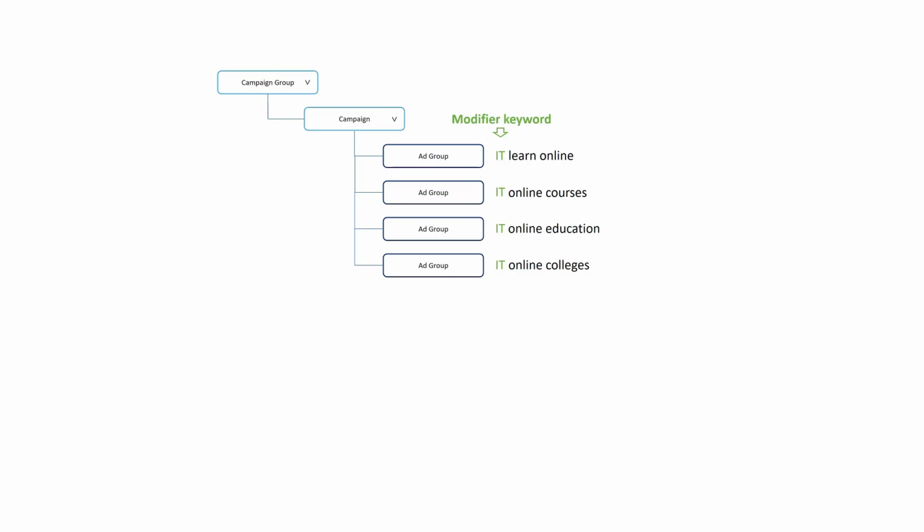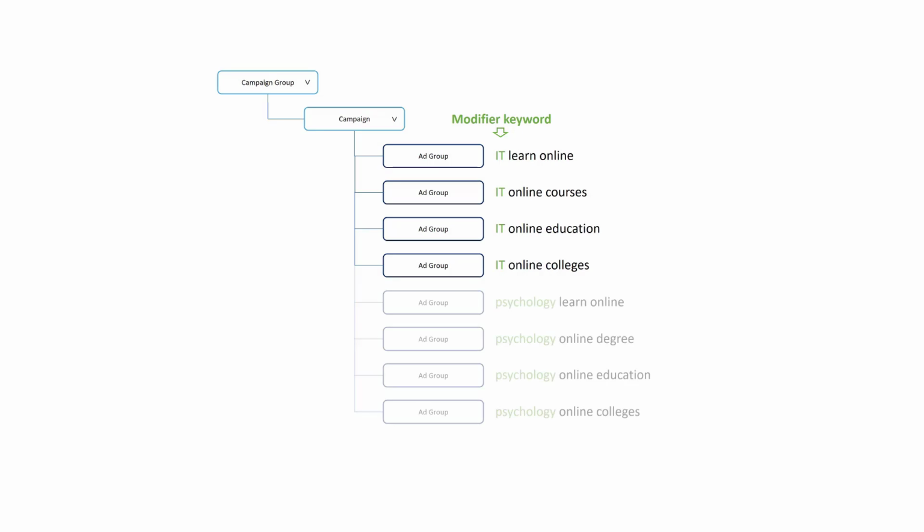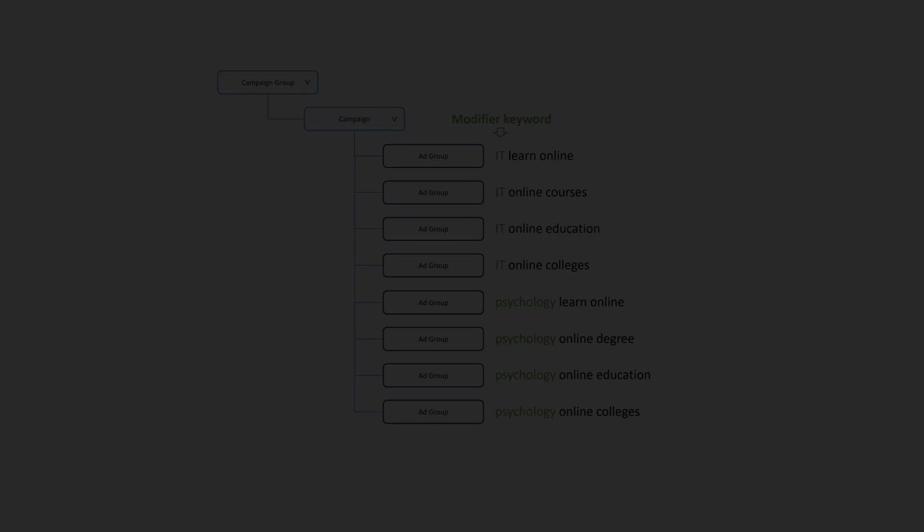And so, for example, if your college has more than just IT that it's teaching, let's say that it's also teaching psychology, then you can define a second modifier keyword, in this case psychology, and then have AdFury amend it to all of your root keywords. And so then it just sort of repeats psychology, learn online, online degree, and so on and so forth. You can do this with as many modifier keywords as you wish and as many root keywords as you wish. And so in this way, you can build pretty complex campaigns really easily. So let's take a look at how.